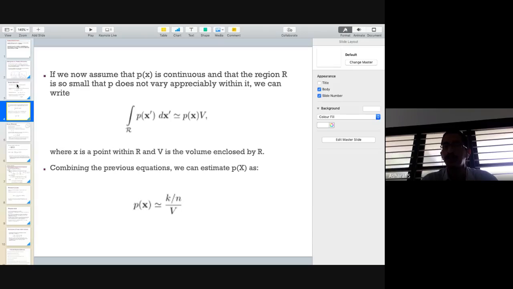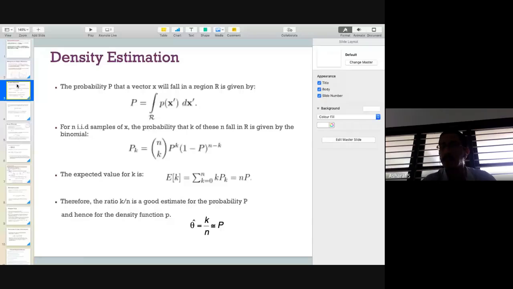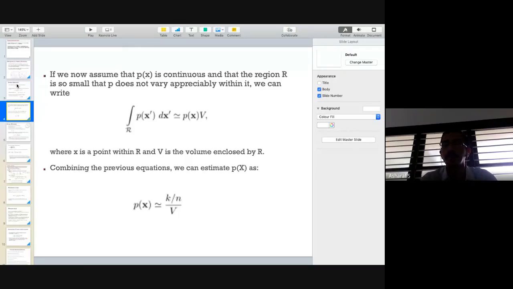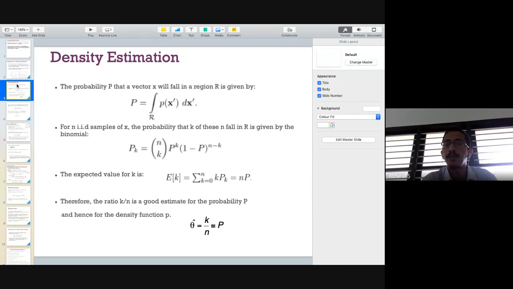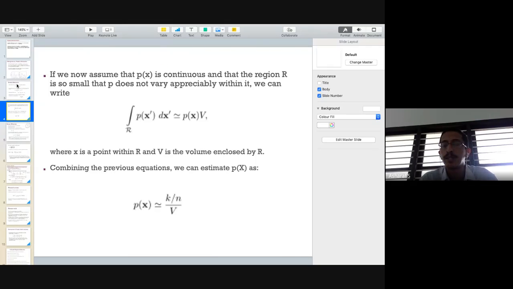V into p(x) is an estimate of capital P, which is essentially the probability that a vector x falls in the region R, the cumulative over the region R. The cumulative over the region R can be approximated as p(x) V. So you get two equations: P is equal to p(x) into V, and P can be estimated as K by N. You substitute it back, so p(x) into V is equal to K by N. So p(x) can be estimated as K by N by V.